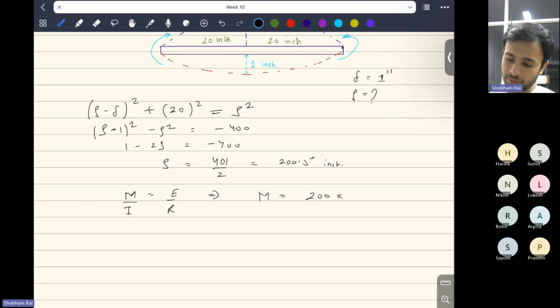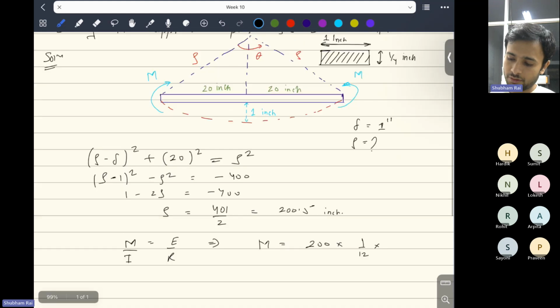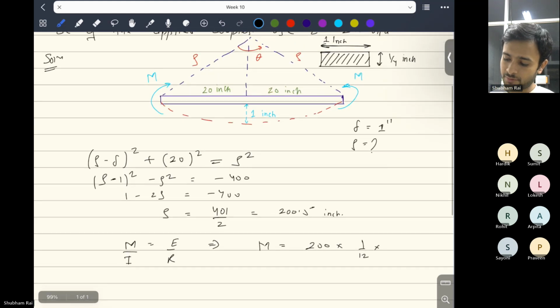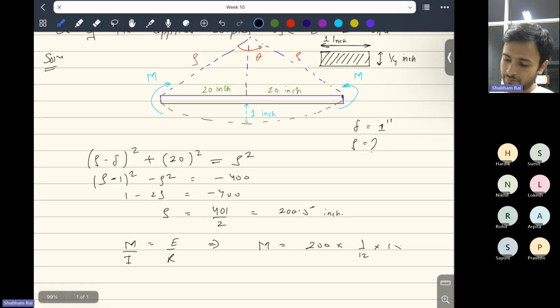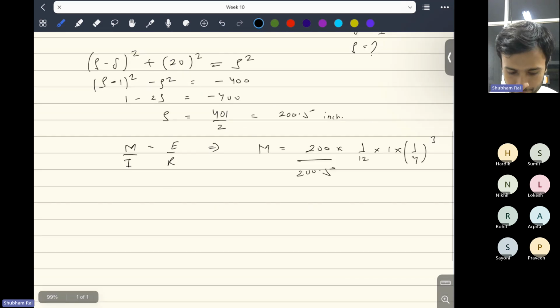What will be I? I will be 1 by 12 into, what is the width? This is 1 inch, and divided by height cubed, 1 by 12 b h cube. So that is I, and divide by R. R is 200.5, right? So you should solve this. What will you get?